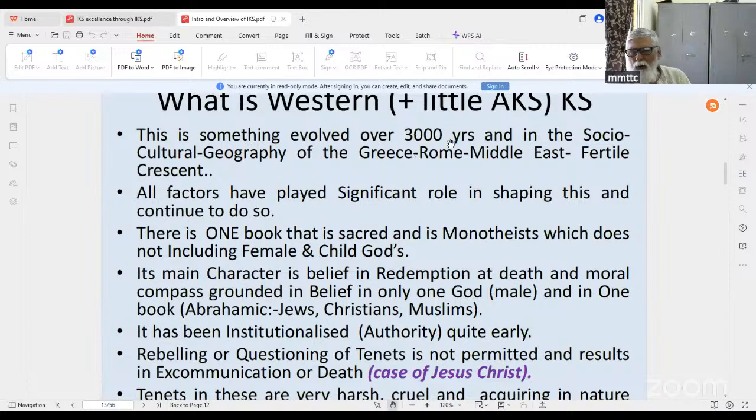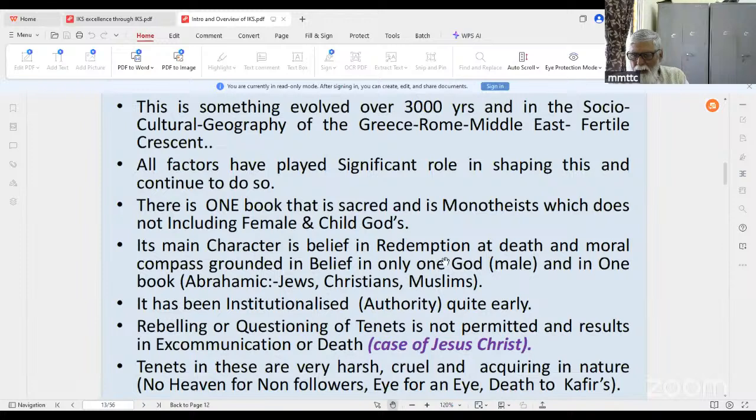This is something evolved over 3,000 years, so it's not something that can be wished away. In the socio-cultural geography of Greece, Rome, Middle East, what is called the Fertile Crescent, all factors have played a significant role in shaping this. All these have one book that is sacred. They are monotheist, which does not include female and child gods. Its main character is belief in redemption and death, and the moral compass grounded in belief in only one God, which is male, and in one book. Whether they are Jews, Christians, or Muslims, they follow one book, and they are called the Abrahamic religions.